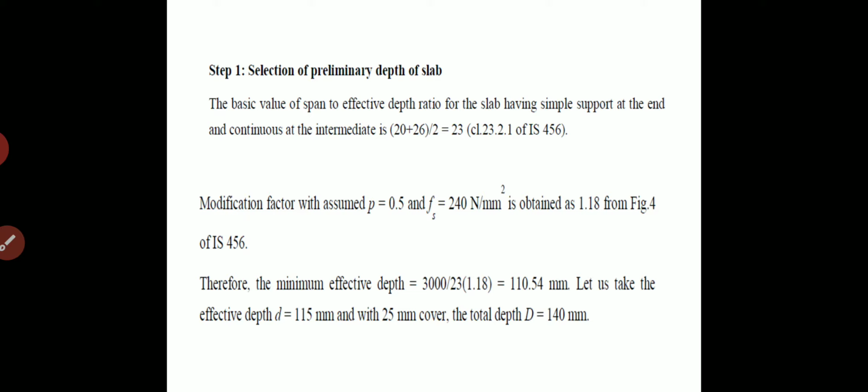Let us take the effective depth. So we assume the effective depth, small d, equal to 115 mm, and with 25 mm cover. What is the total depth? Total depth is effective depth plus cover. So here the total depth, denoted by capital D, equals 140 mm.